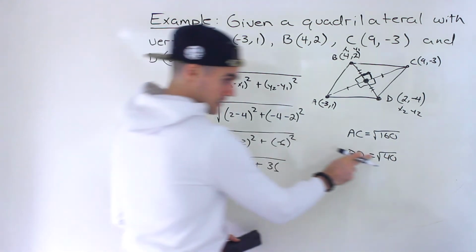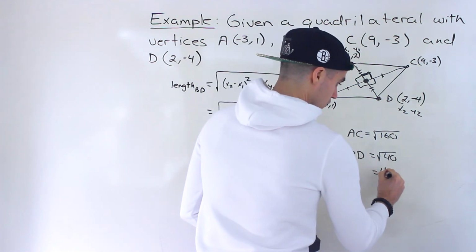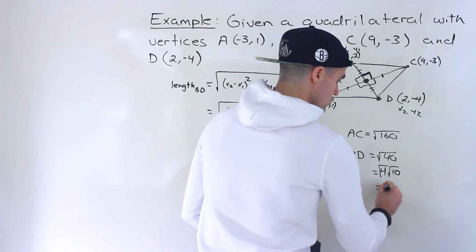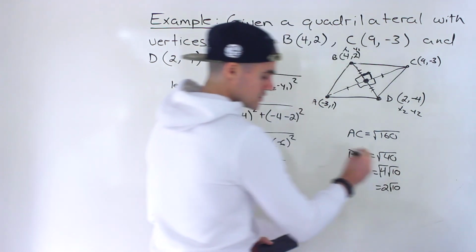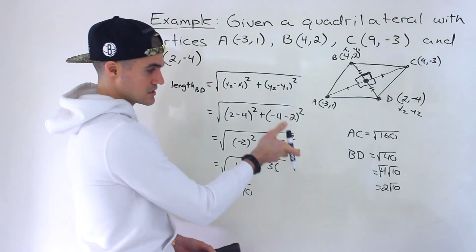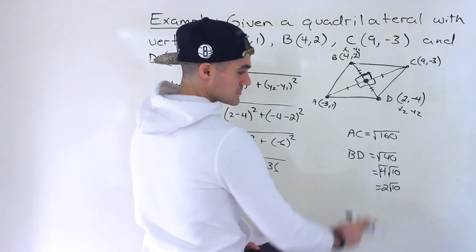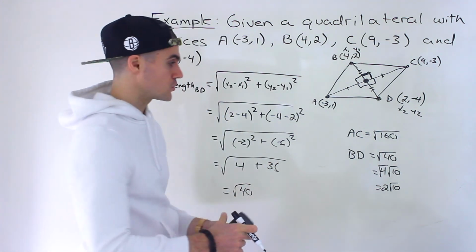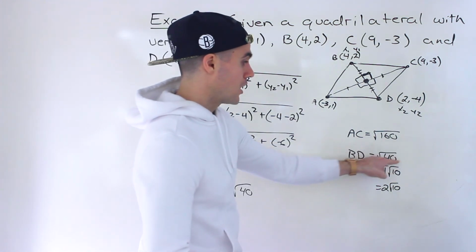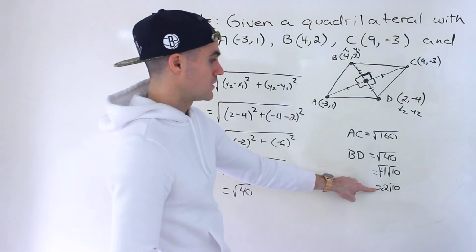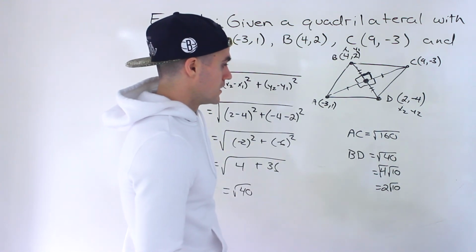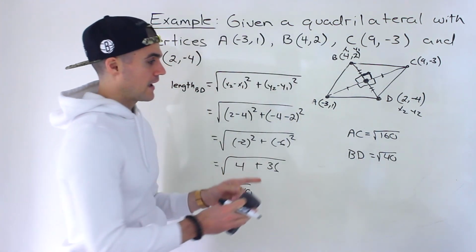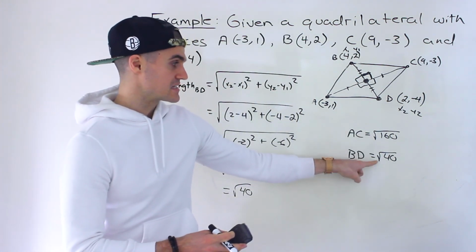You can actually simplify this as well. Root 40 simplifies into root 4 times root 10, which would be 2 root 10. Again, if your teacher doesn't require this, don't worry about this. This is grade 11 work, but some teachers want you to be able to do this, maybe on a multiple choice test. This may not be one of the answers, but this may be one of the answers. All right. So either way, we showed that both diagonals don't have the same lengths.